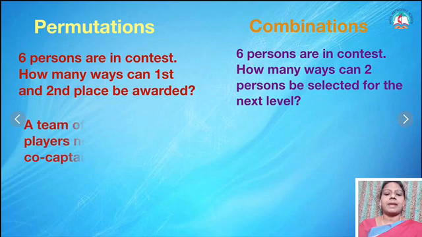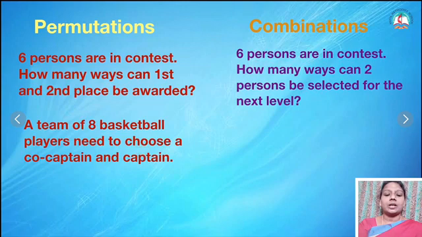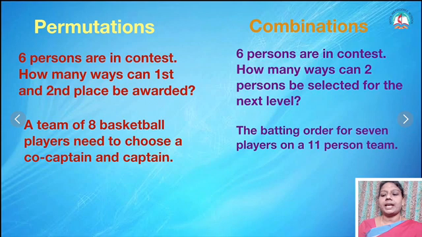A team of 8 basketball players need to choose a co-captain and a captain. So there is a restriction here. Captain and a co-captain they have to select. The batting order for 7 players on an 11-person team. So out of 11, I have to choose only 7. So identically we are choosing in combinations. But here it is not the condition. There is a restriction. Okay.